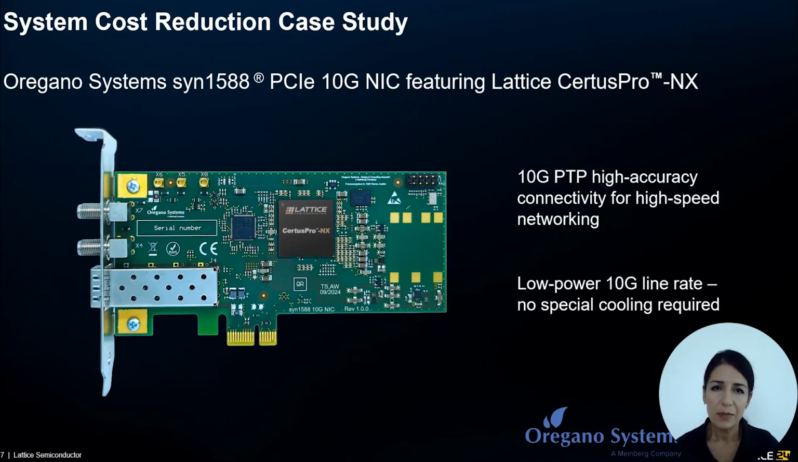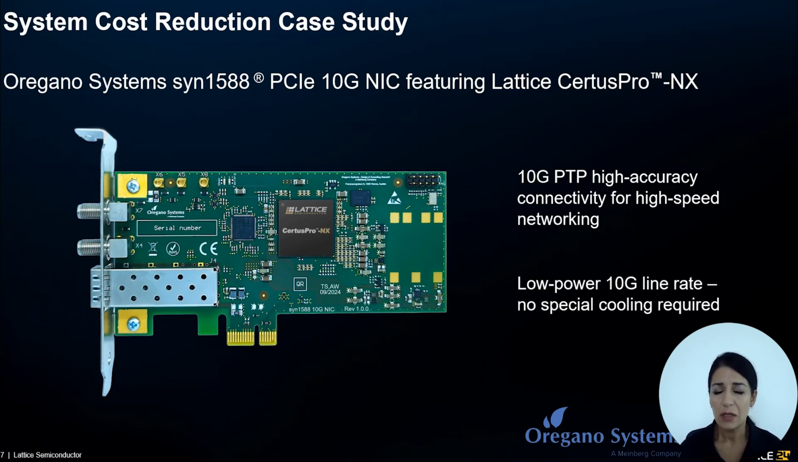The Oregano Systems SYN 1588 PCIe 10 gig network interface card offers PTP high accuracy connectivity required for high-speed networking. The NIC is able to power a 10 gig at line rate and on a board that does not require any additional cooling. So this was made possible by their FPGA selection. The Certus Pro FPGA that's on there had low enough power as well as the 10 gig capability to enable them to achieve these requirements for this NIC card.